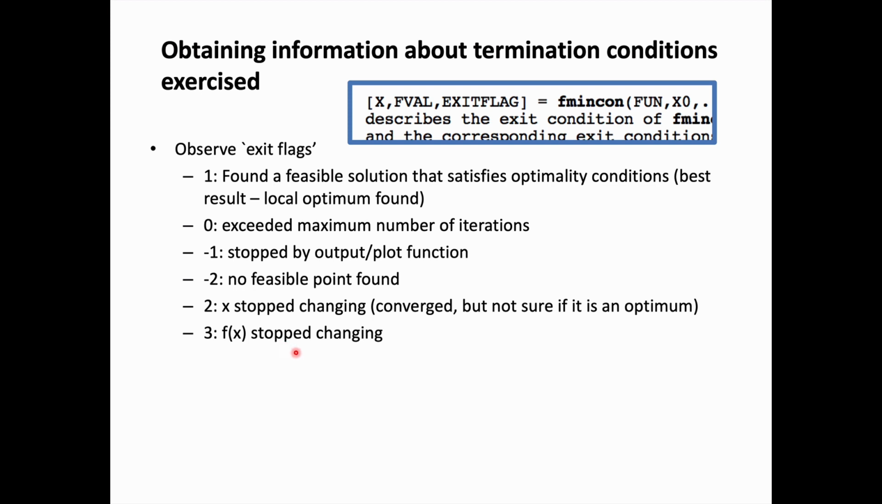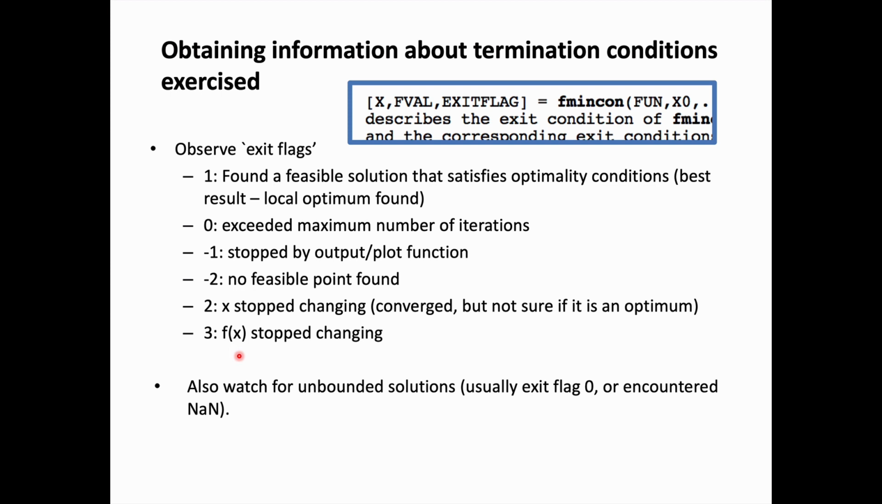And so if that's the case, then you need to have a look at the optimality conditions. We'll learn more later about how to actually do that with fmin_con. And if it looks like we're close to being optimal, then maybe something like scaling or something else needs to be done so that we can actually find the optimum before x or f of x stops changing.